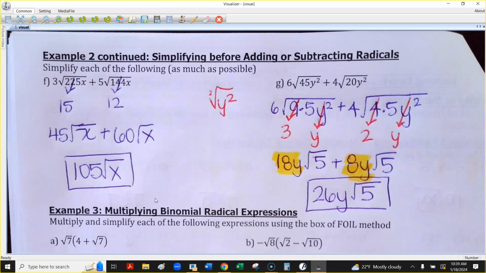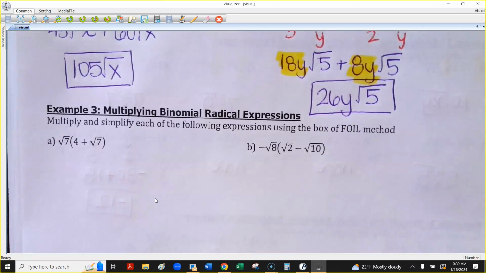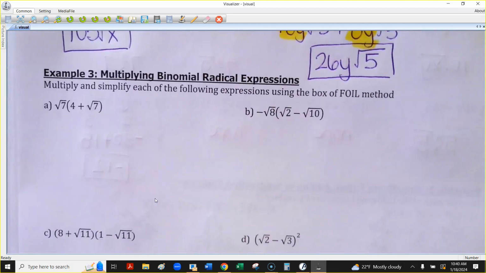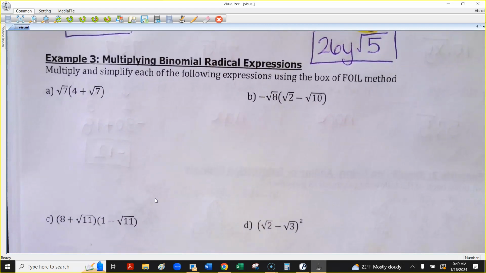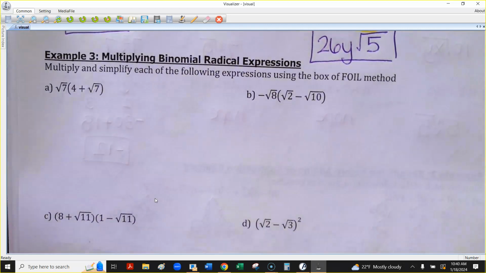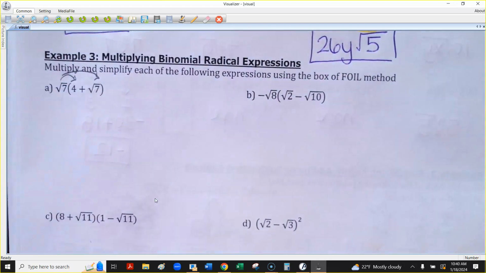Okay, now I'm going to have you guys do some multiplying here, but it's going to also involve adding and subtracting like radicals if possible, which is why I wanted to practice that first. These first two questions are just like a little distributive property. You can always multiply. So I'm going to multiply the square root of 7 times both of these terms here.